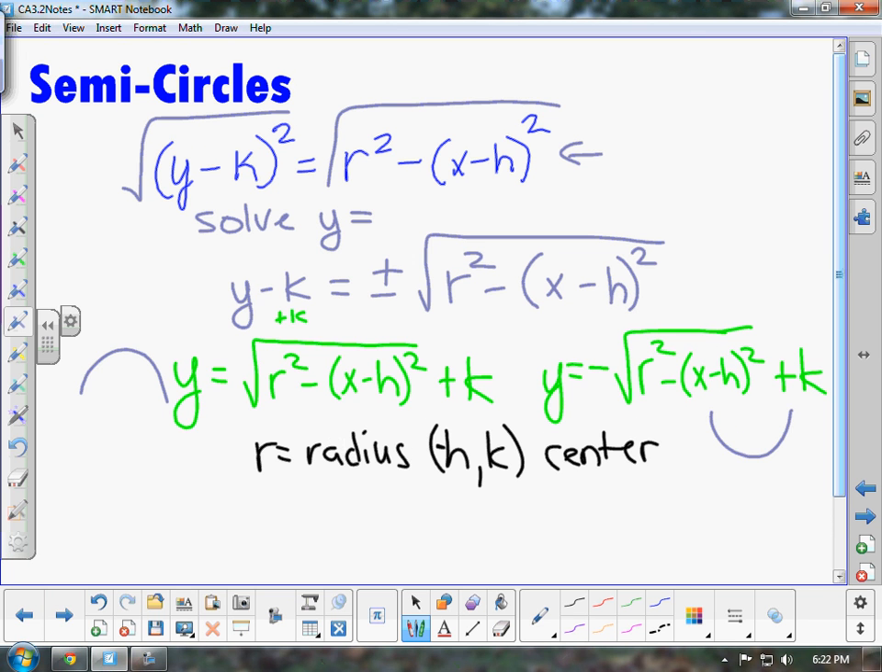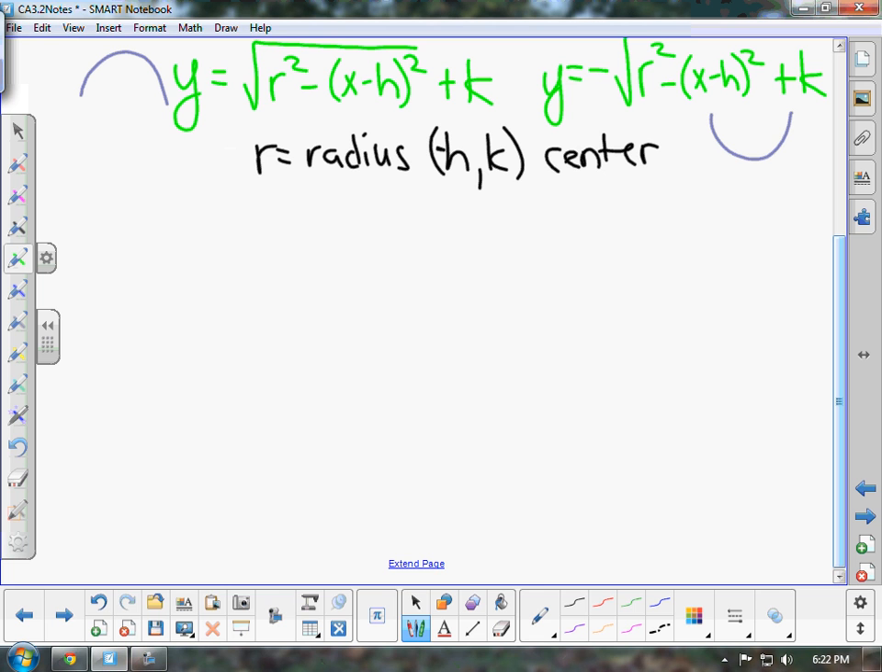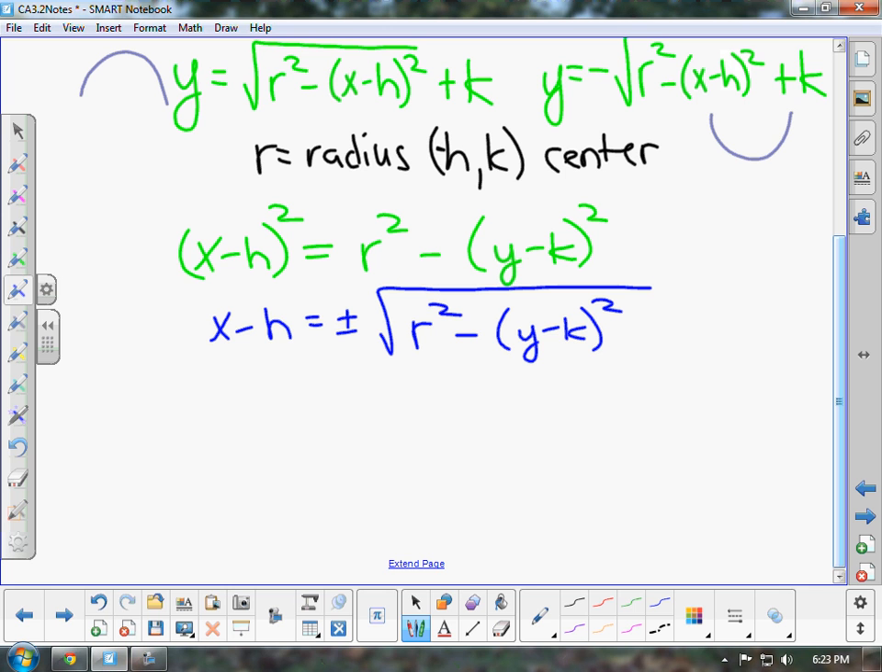Now, if we flip-flop this and this, then you would have (x minus h) squared equals r squared minus (y minus k) squared. And now again, if we solve for x, in this case we would take the square root of both sides to get x minus h equals plus and minus the square root of r squared minus (y minus k) squared, and then add h to both sides.